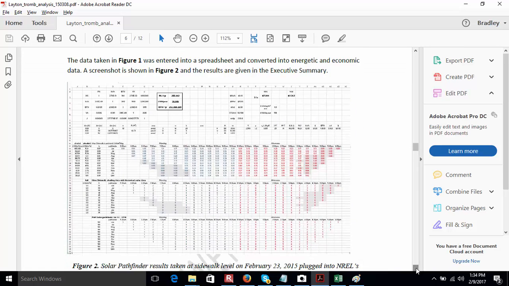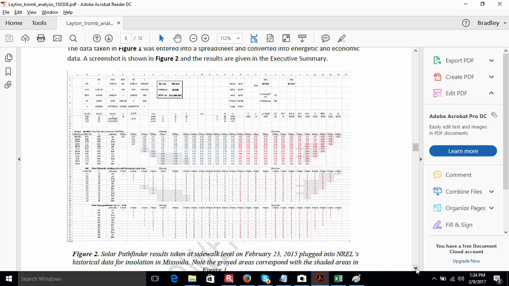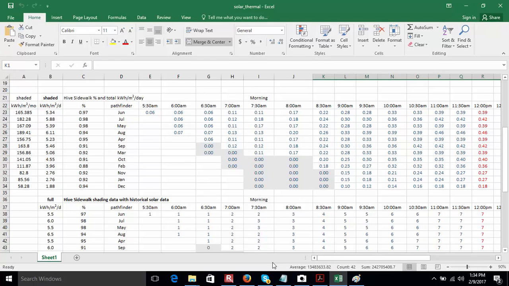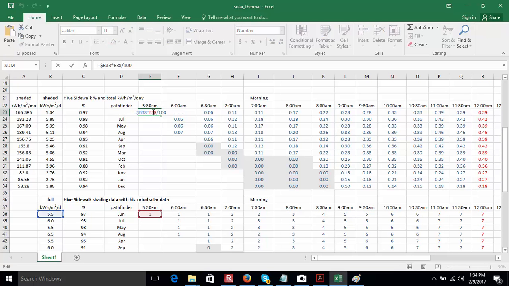Okay, so I put this all into a spreadsheet. This was kind of my own custom gig. So let me show you the spreadsheet itself. I have to remind myself exactly what I came up with. Okay, so there's June, and at June we're going to get 5.5 kilowatt hours per square meter per day. That's in B38. And then I multiplied it by 1, and then I divided it by 100, because it's going to be that percentage of the entire amount. Same thing here. So basically, I'm just copying the numbers.